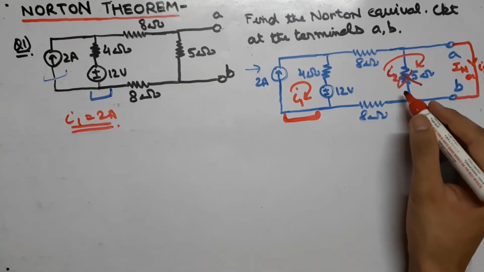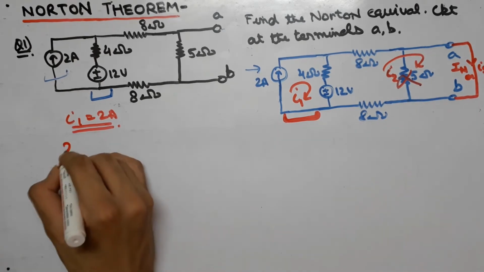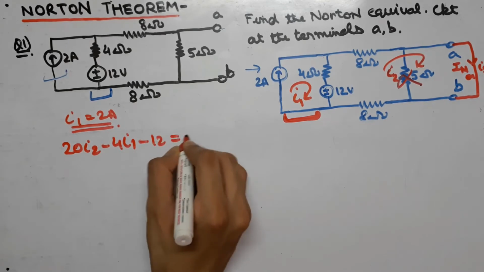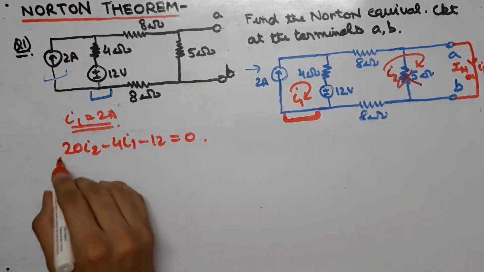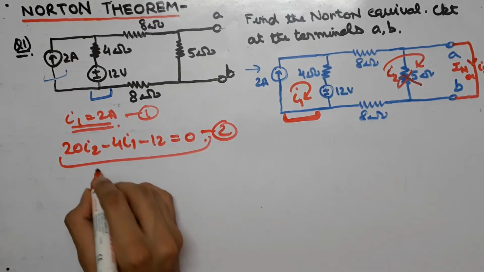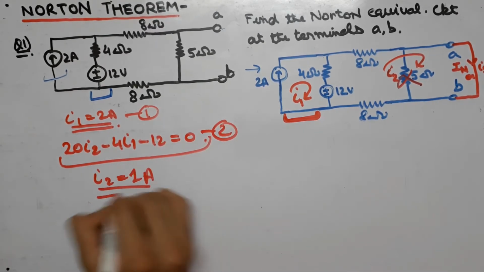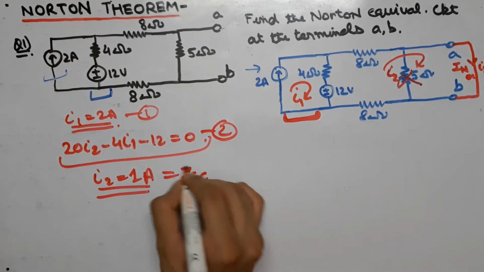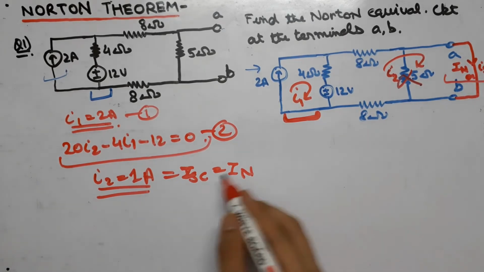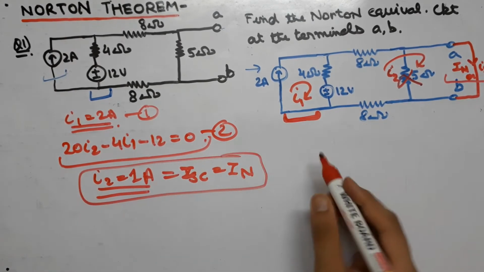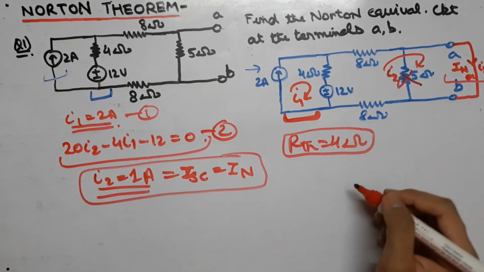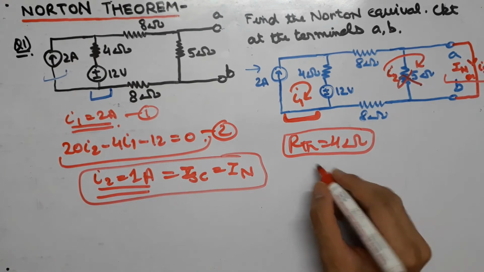And from the second loop, on applying KVL, we will get 20 I2 minus 4 I1 minus 12 equal to 0. Now from these two equations we will get the value of I2 as 1 ampere, which is equal to ISC or IN. So we have found out the value of ISC and RTH, which we found out to be 4 ohm previously. Now we will draw the Norton equivalent circuit using ISC and RTH.